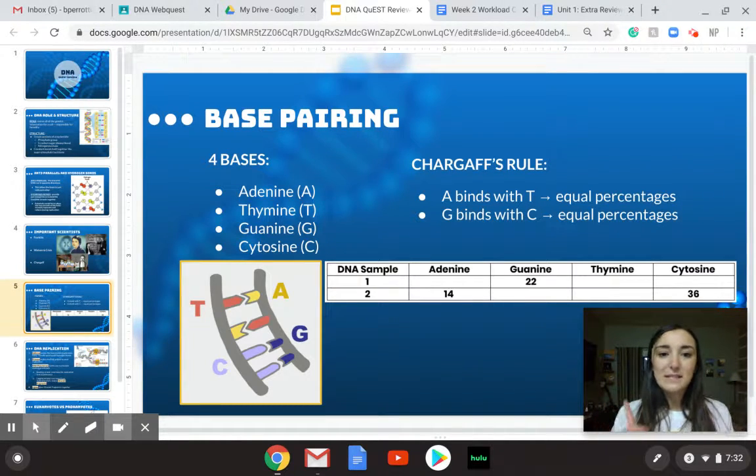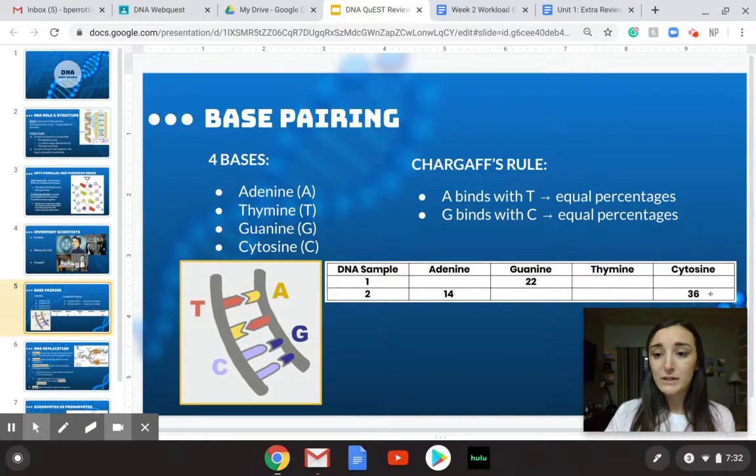So we have 4 bases: adenine, thymine, guanine, and cytosine, A, T, G, and C. A and T are always binding with each other, so Chargaff realized they must have equal percentages of A and T in any sample of DNA, and G and C also bind with each other, so they also have equal percentages. If you look at this clip that I took from your study guide, sample 2 of DNA has 14% adenine, which must mean, because adenine binds with thymine, that there's also 14% of thymine.